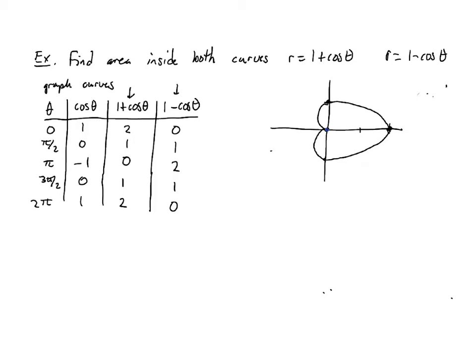It starts here at the origin, it cycles out like that, and then it comes over to the extreme point back here, and then comes back around like this.